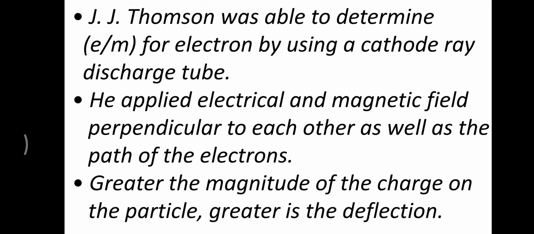So the main postulates are: J.J. Thomson was able to determine e/m for the electron by using a cathode ray discharge tube. He applied electrical and magnetic fields perpendicular to each other as well as to the path of the electrons.